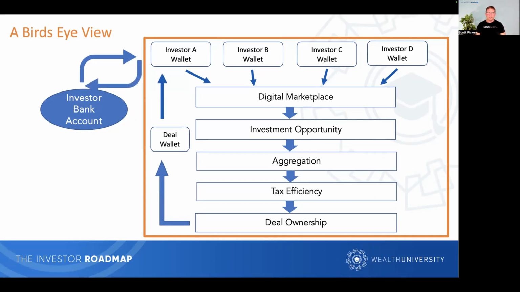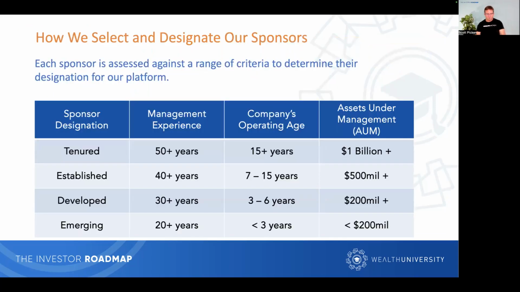And then the individual is in complete control of their money, and they can send it back to their bank accounts or do whatever they want with it. So visually, that's how it works. And that's how technology has dramatically improved this process and basically given you access to deals that previously you never had access to. Now, how do we choose our partners?